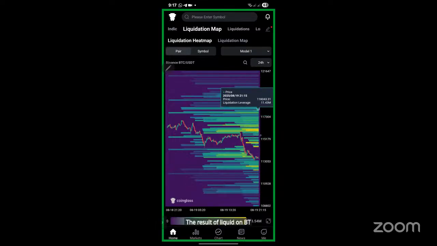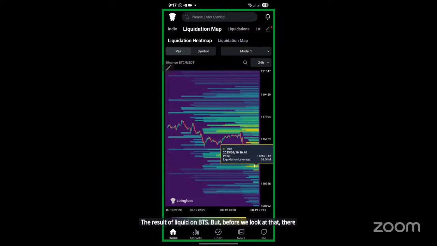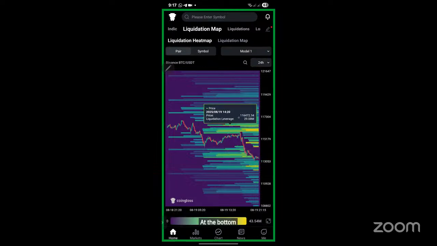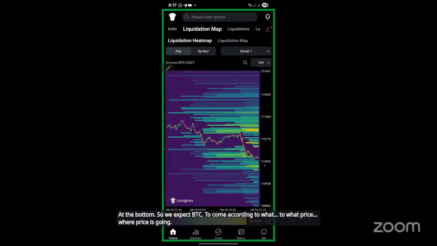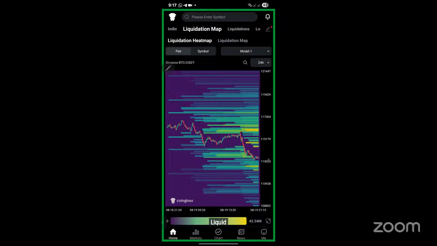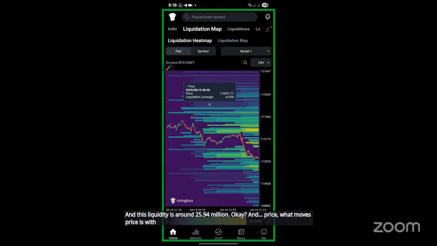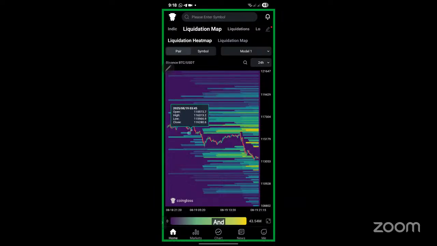But before we look at that, there is some liquidity here at the bottom. So we expect BTC to come down according to where price is going. Bitcoin is expected to sweep liquidity around this area here, and this liquidity is around 25.94 million. What moves price is the buyers and sellers. And what are we looking for? We are looking at liquidity.